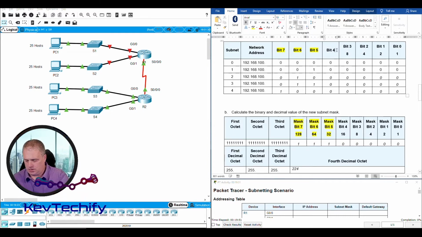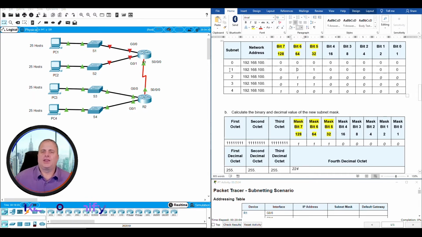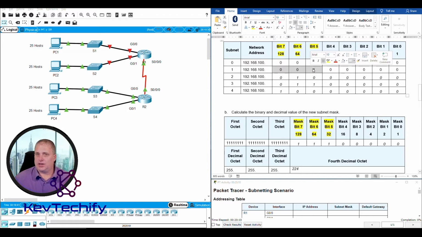8, 16, 32, 64, and 128. We are working on the second network, subnet 1. This was the next address there. The next address is 001.